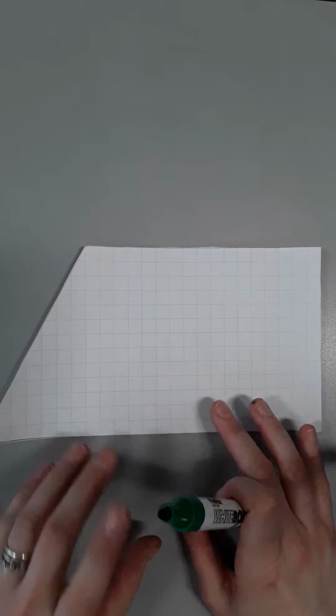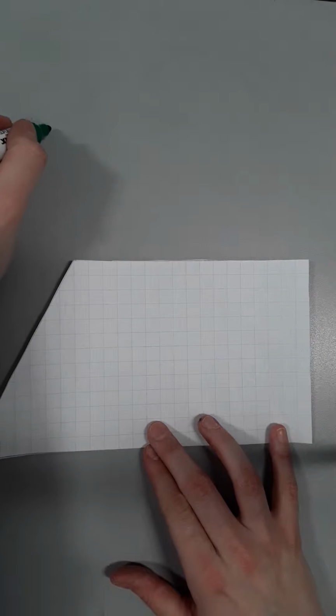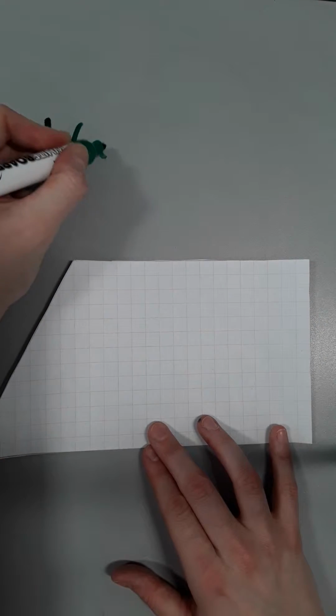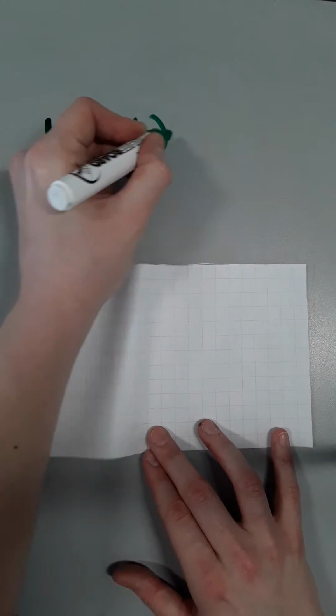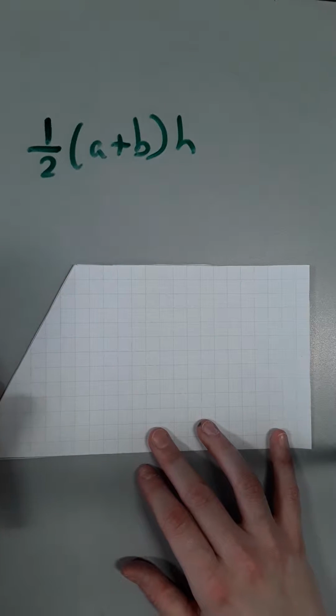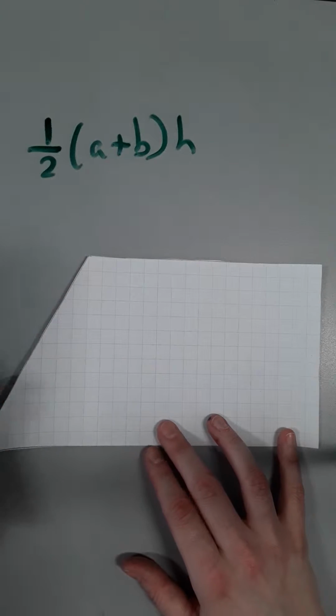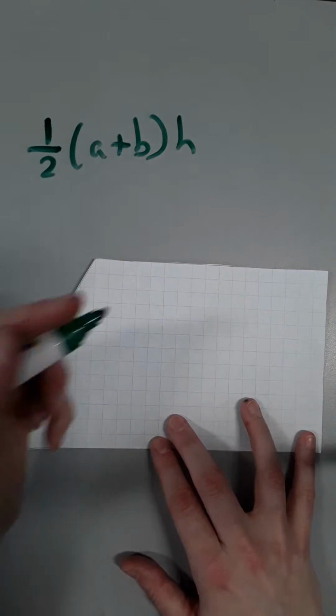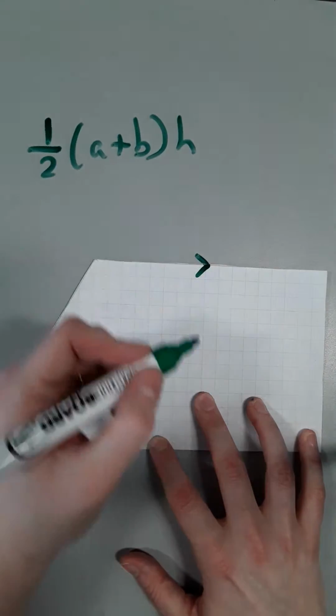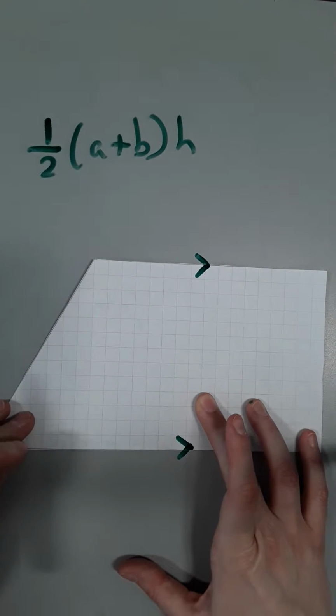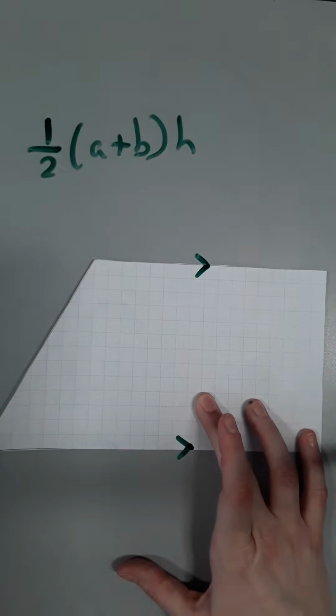Okay. I'm going to start with the trapezium because this is my favourite shape. You will have seen a half a plus b times by a height. And you probably think, I know how to do it, but I don't know why. I'm going to show you why. Okay, first you need to find your two parallel sides. So this is a parallel side and this is a parallel side. And notice I've drawn the angles to show that.